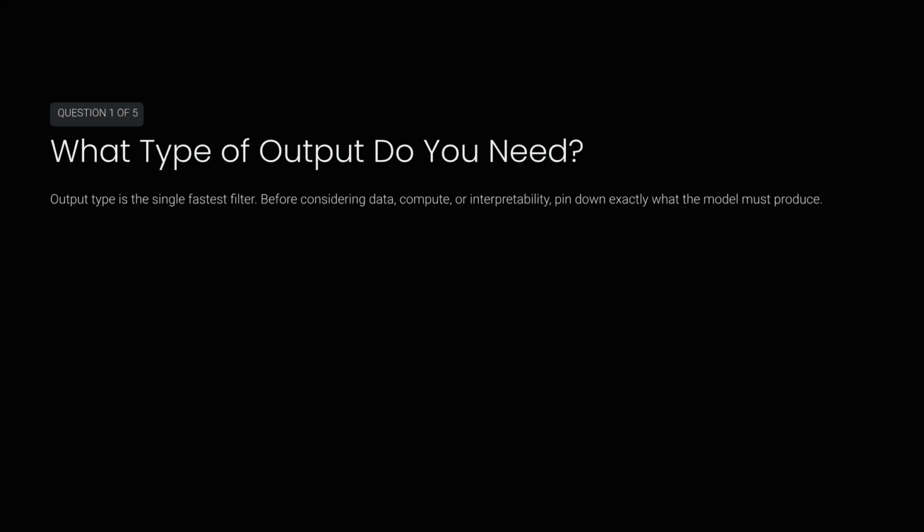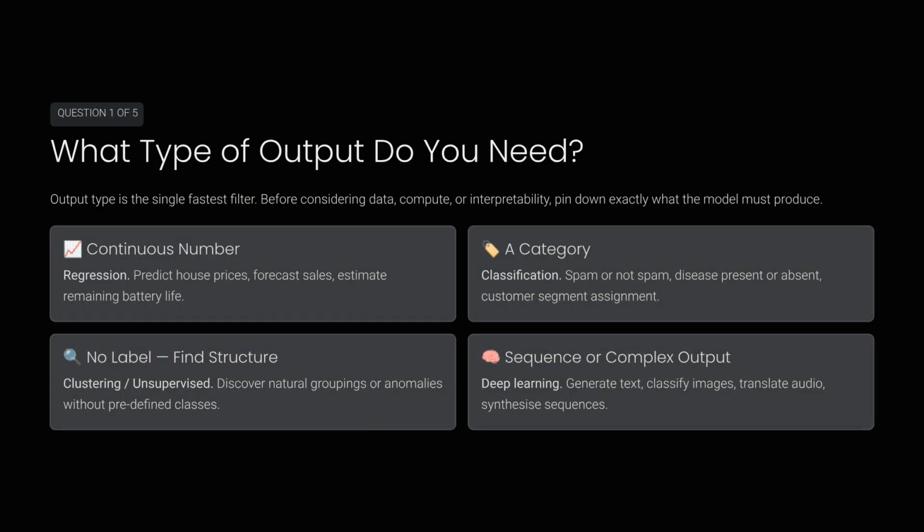Question 1 is, what type of output do you need? Output type is the fastest filter. This categorizes problems into regression, classification, unsupervised, or sequence and complex output.